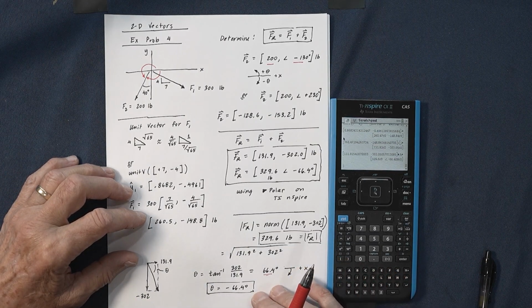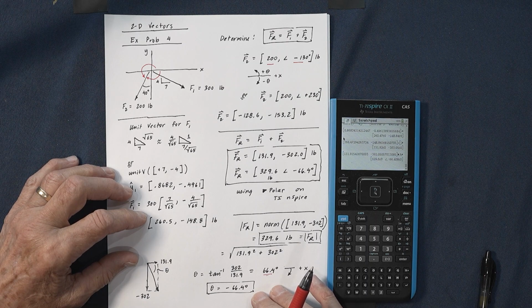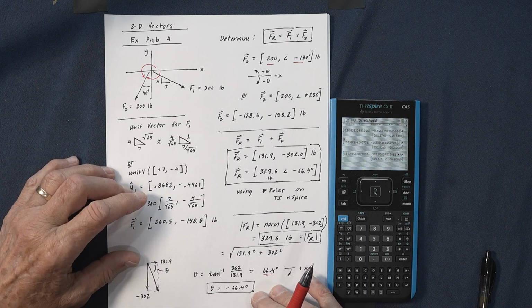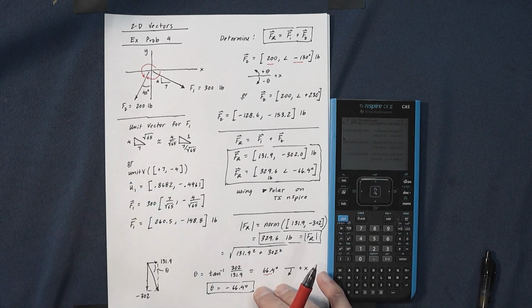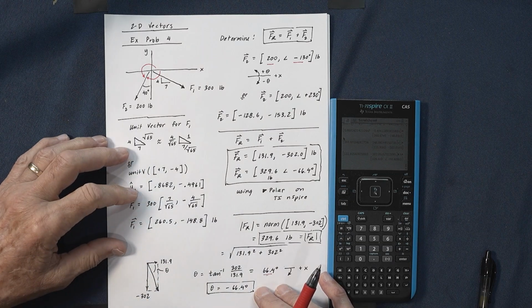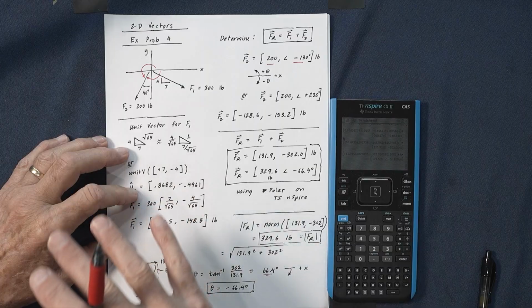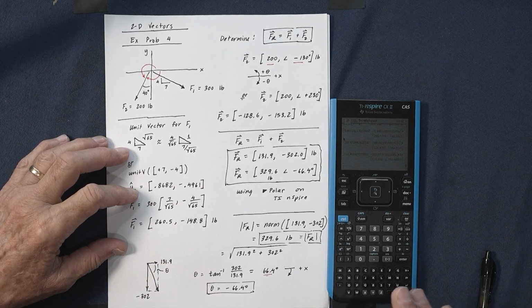You're starting to see why I really strongly recommend a TI-89 or an nSpire or some similar calculator that lets you enter these vectors exactly how they're given. It really helps.